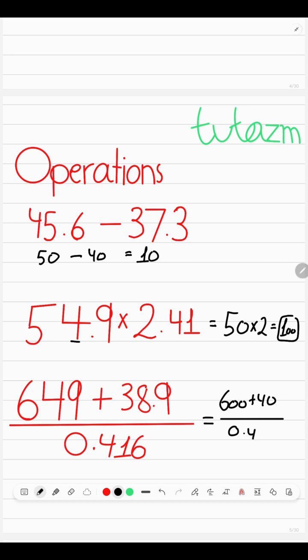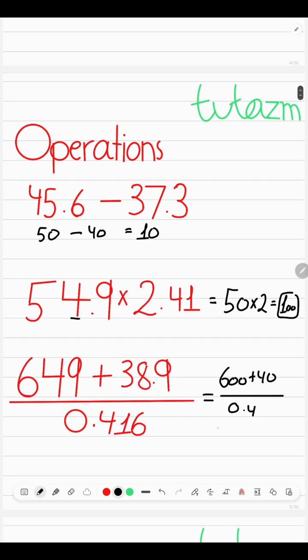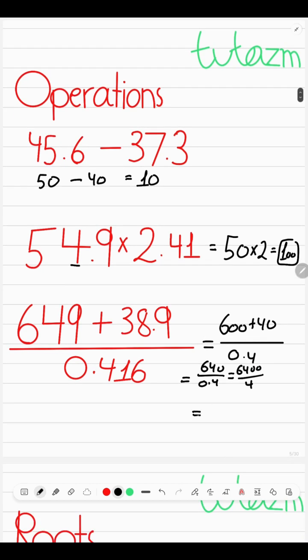You have to remember that with decimals, the one significant figure is not the 0, it's the first number that is not 0 after the decimal point. So in this case we'd be left with 640 over 0.4, and that is 6,400 divided by 4, which gives us 1,600 as a final estimate.